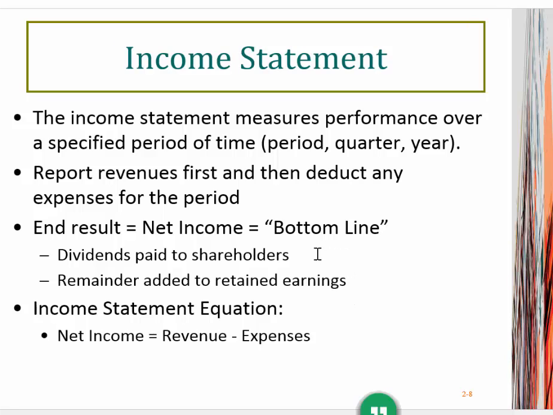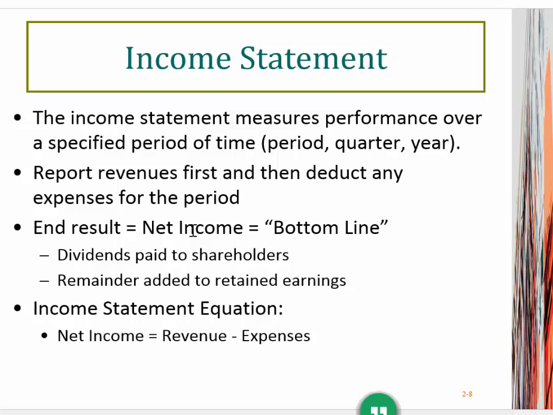Next thing we want to talk about is the income statement, and this reflects performance over a period of time. So the net result, what we frequently refer to as the bottom line, is net income. So the question we have is, what does a company do with its profits? Who do the profits belong to? Profits always belong to the owners. So in this case, the net income belongs to the owners of the company.